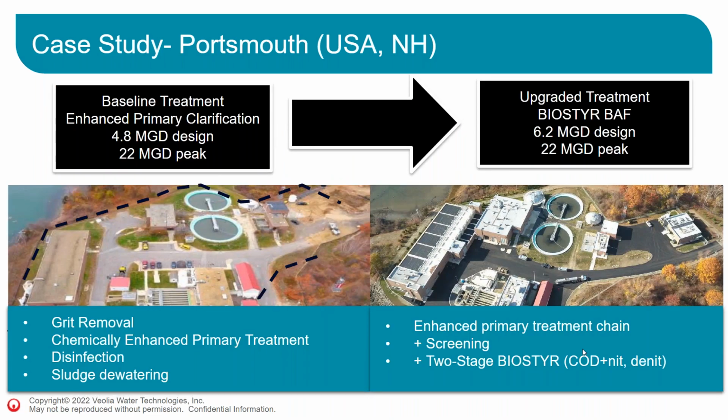So this is where it's getting interesting. The plant before was the enhanced primary here. What you can see on the right side is the new plant with total nitrogen removal. So there's Biostyr cells right here on the left side of the right picture showing the nitrogen removal, the nitrification Biostyr followed by the denitrification Biostyrs. And as we can also see, from the primary clarification plant to the Biostyr BAF plant, there's an increase in the design flow.